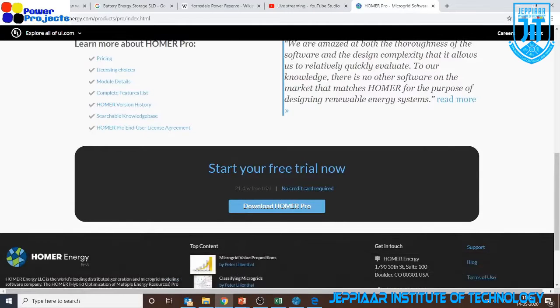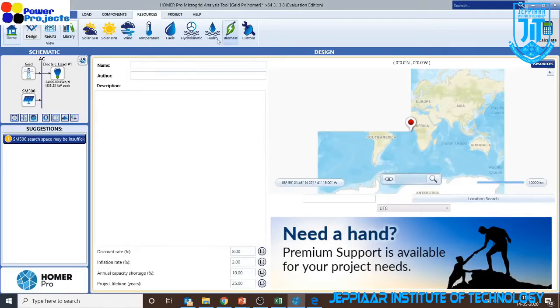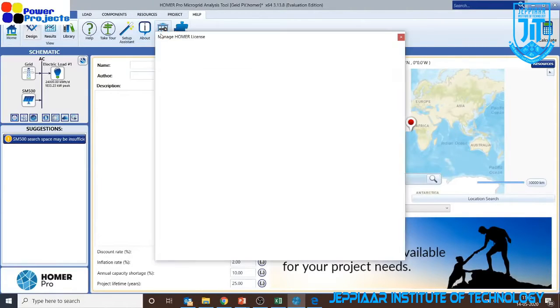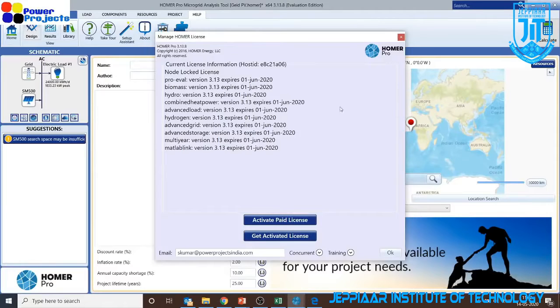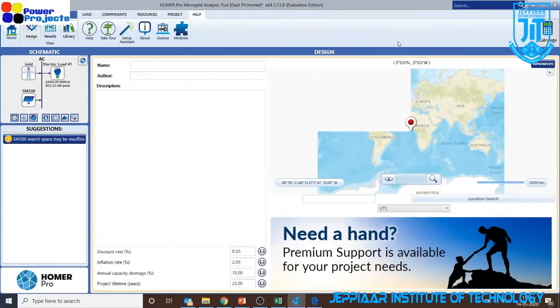I have downloaded the demo version probably a couple of days back. You can see in Help, under License, when it expires. So my 21 days trial expires on 1st June. But you can enjoy the complete benefits of Homer Pro for the 21 days, and you can practice whatever you want. Okay, let's quickly jump to the system.